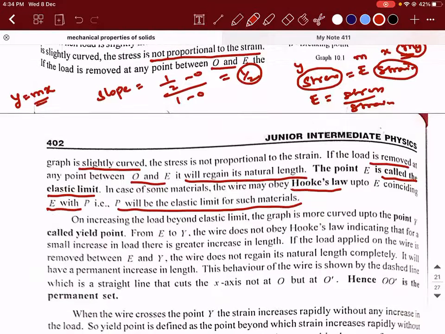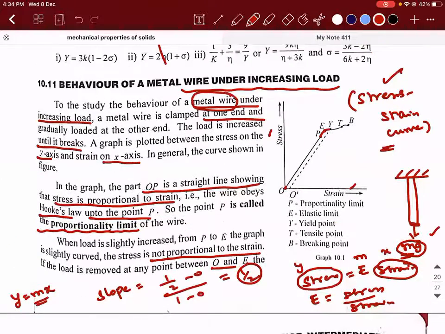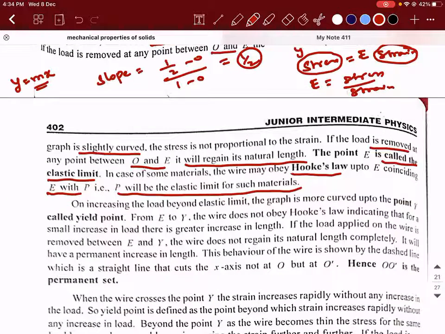So after this elastic limit, what do you think will happen? On increasing the load beyond the elastic limit, the graph is more curved up to the point Y, where Y is called the yield point. So what can we say from E to Y, from the elastic limit to the yield point? The wire does not obey Hooke's law, indicating that for a small increase in load, there will be a greater increase in length because it has started losing its elastic property.